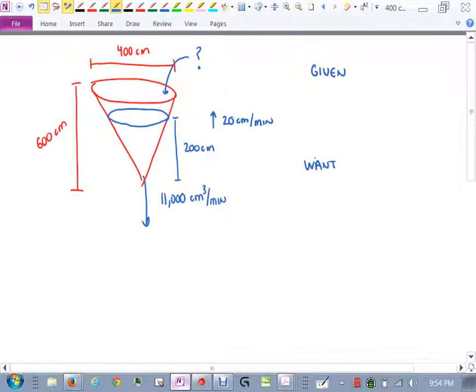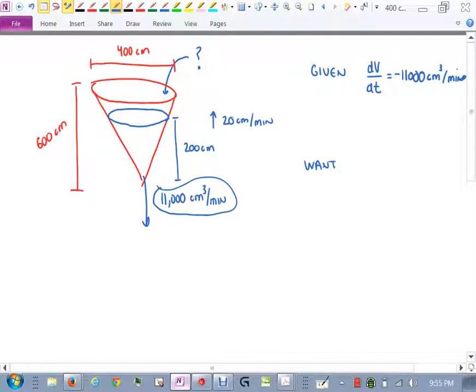Okay, so I know that water is going out of this thing. That's a rate at which it's going out. And then I have water coming in. Okay, so the change in volume with respect to time is right now negative 11,000 cubic centimeters per minute. That's what's going out, dV/dt.